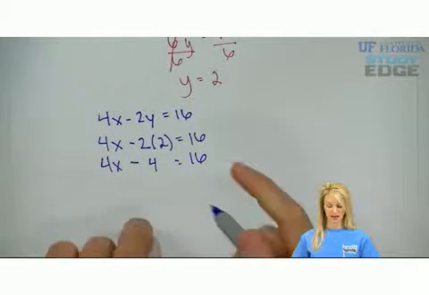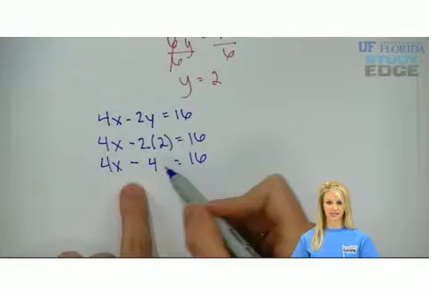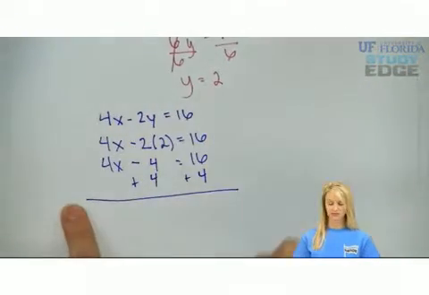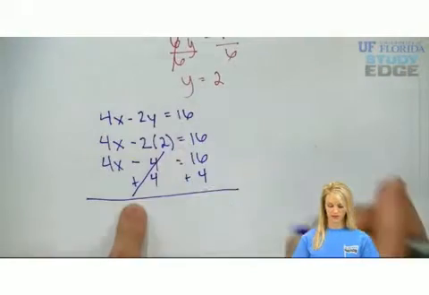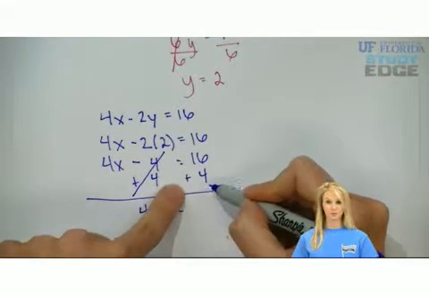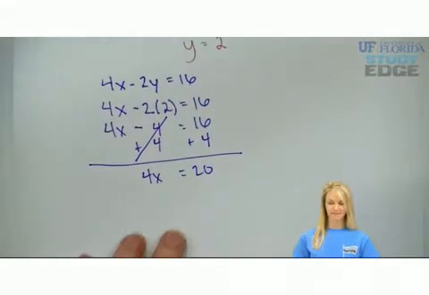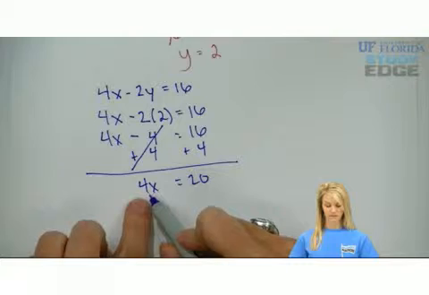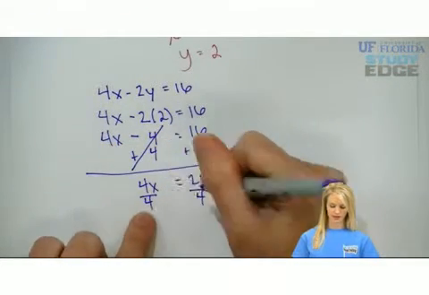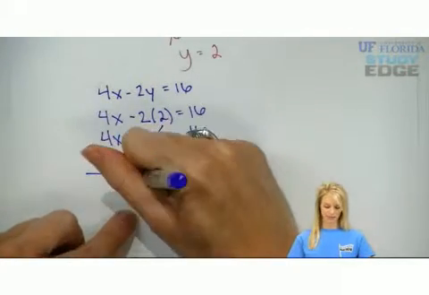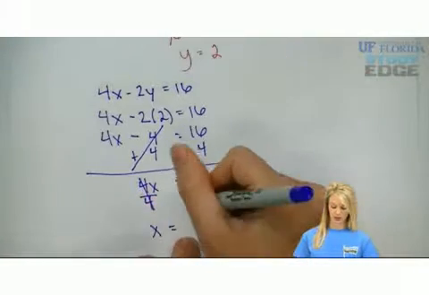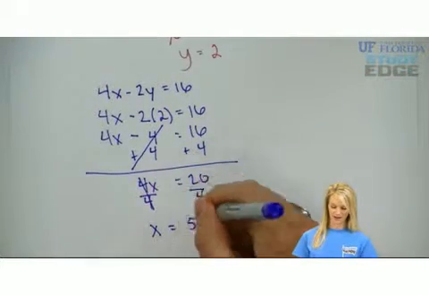Well, now what do we do? I have 4 being subtracted from 4x, so to get rid of it, I'm going to add 4. I'm going to add 4 to both sides of my equation. Negative 4 plus 4, those cancel out. So we get 4x equals, what's 16 plus 4? 16 plus 4 is 20. Well, now we just solve for x. What do we do? Divide by 4. Right, when we divide by 4, that means that the 4 divided by 4 is going to cancel out and be 1. So we have x by itself. And what's 20 divided by 4? 20 divided by 4 is equal to 5.